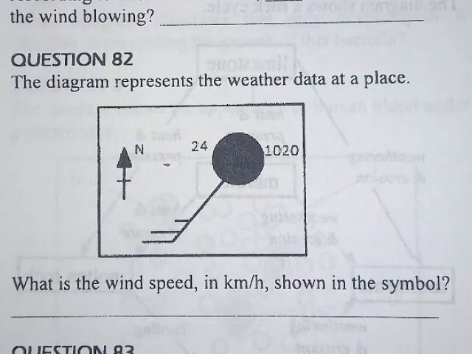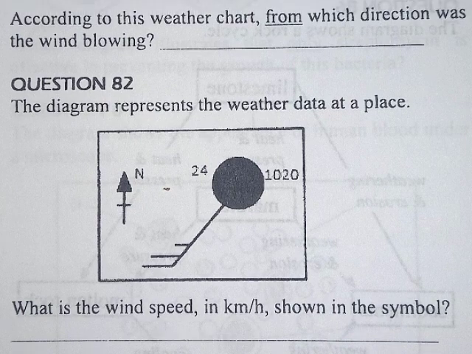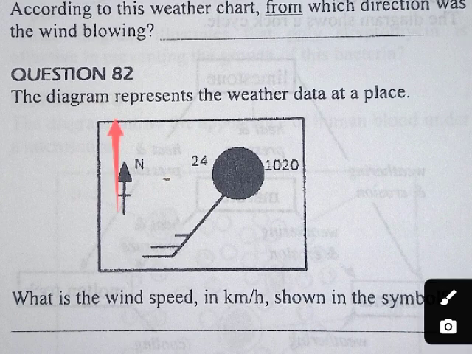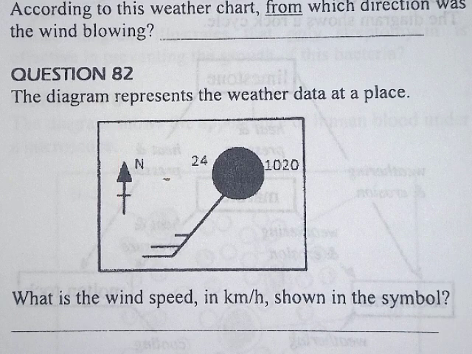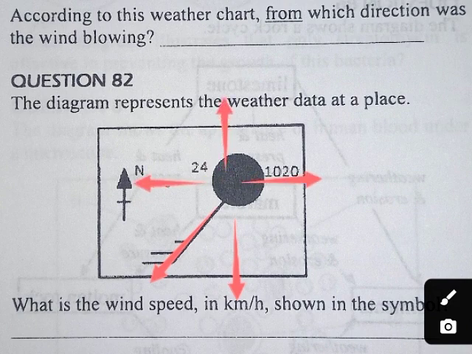Let's move on to question 82. The diagram represents weather data at a place. So we are again given a weather map. As always, the north is always pointing up. According to this information, the wind is blowing in this direction, it's blowing this way. So you know that south is always the opposite of north. West is this way, east is this way. So it is, let's say, a southwest wind.